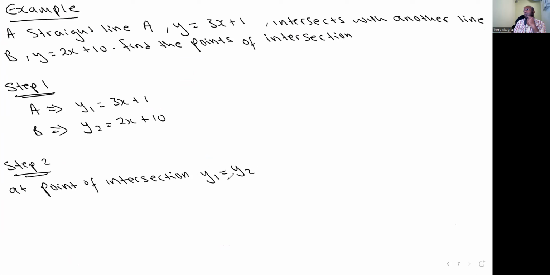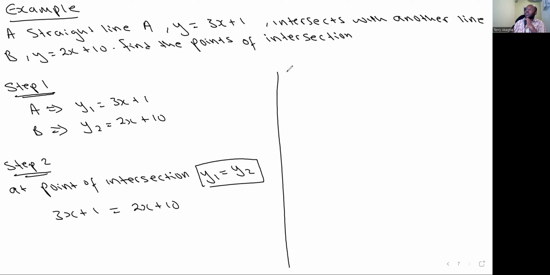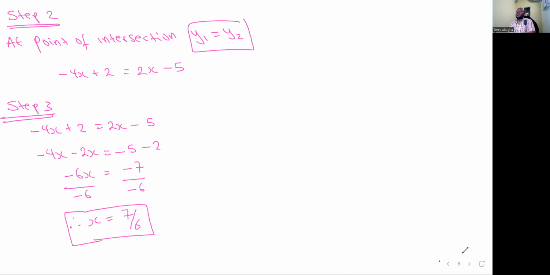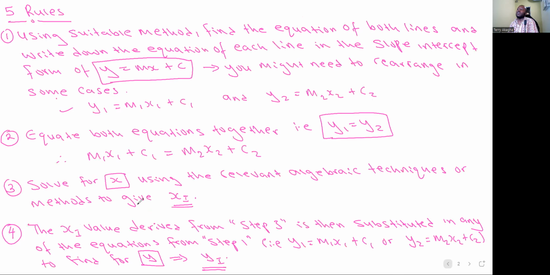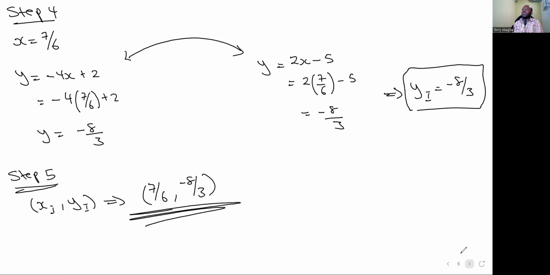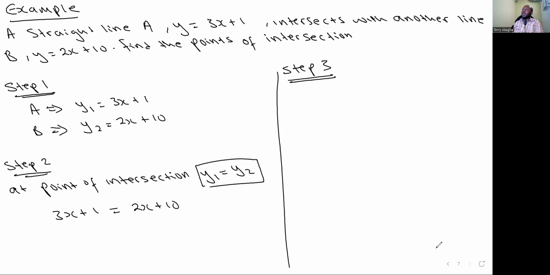Y1 is equal to what? Y2. So therefore, 3x plus 1 will be equal to 2x plus 10. Okay? Then, when we're done with that, we go to step 3. So for step 3, what happens in step 3? You then have to solve for x using any relevant algebraic technique. So we then have to solve for x now.